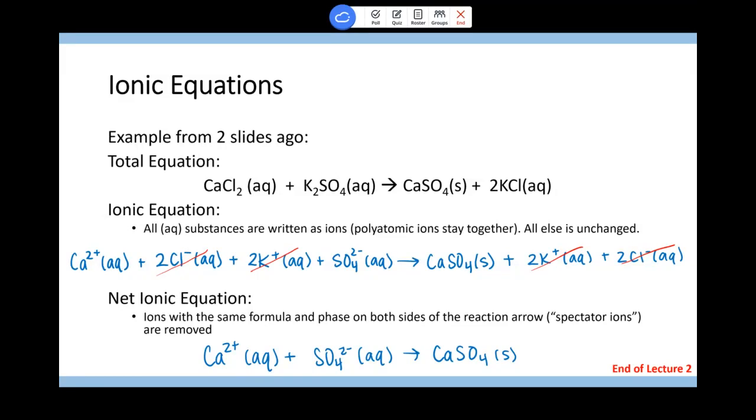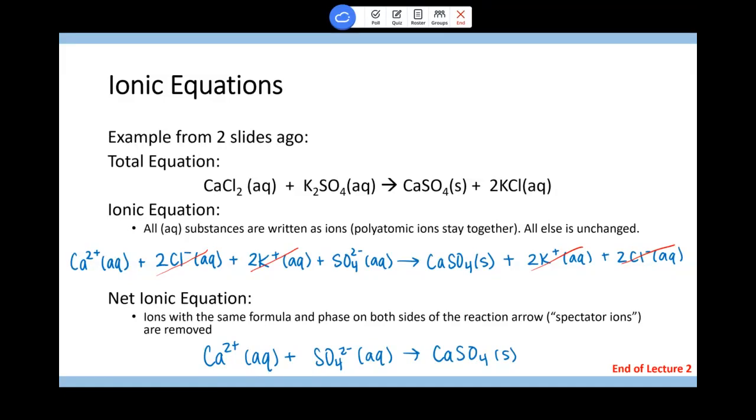Then the net ionic equation, we cancel out any spectator ions. These spectator ions are the ions that are present on the product side and the reactant side. So we can cancel out anything that's present on both sides, and we get the net ionic equation, which shows really the formation of that solid.